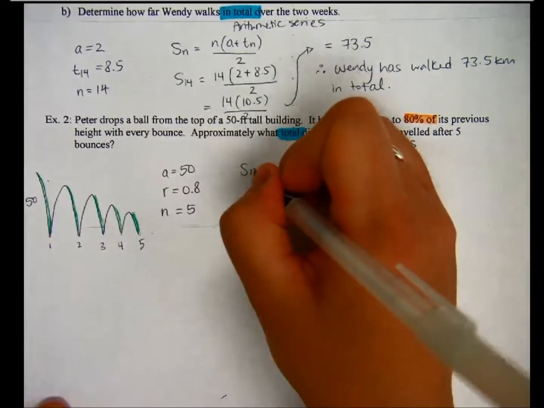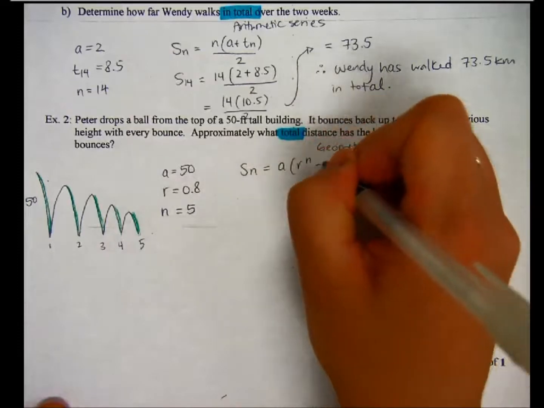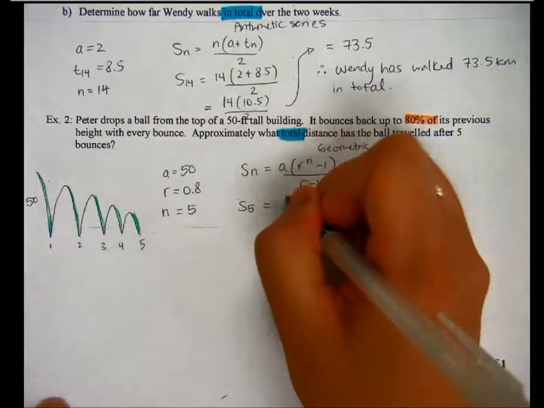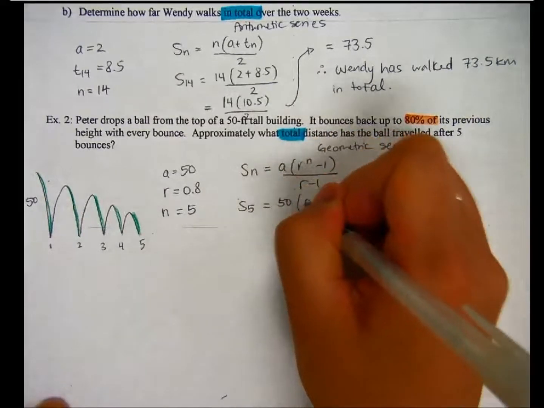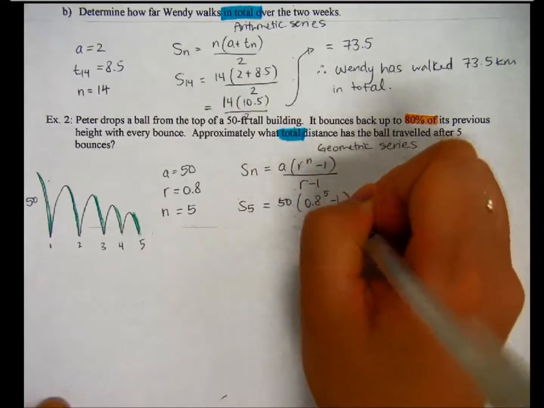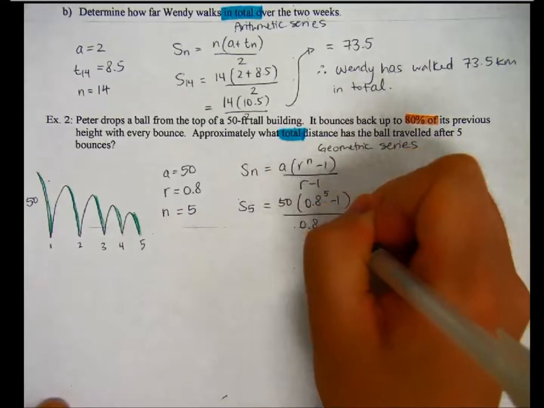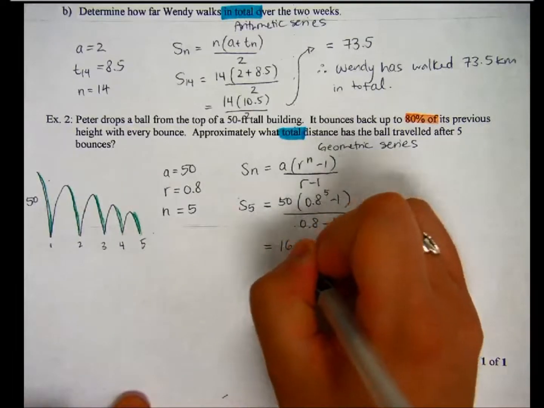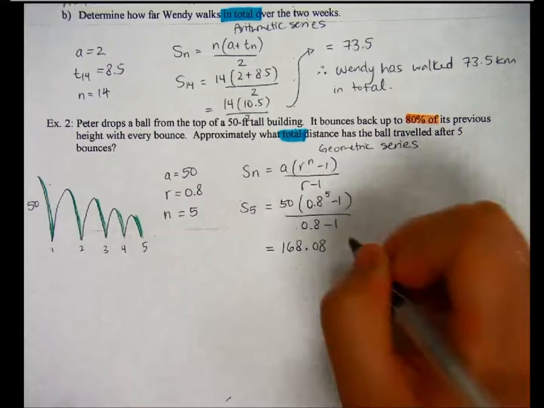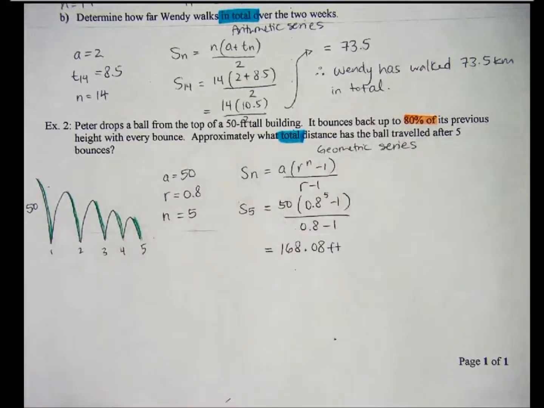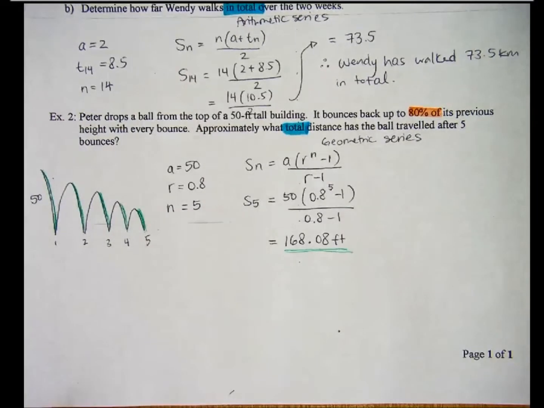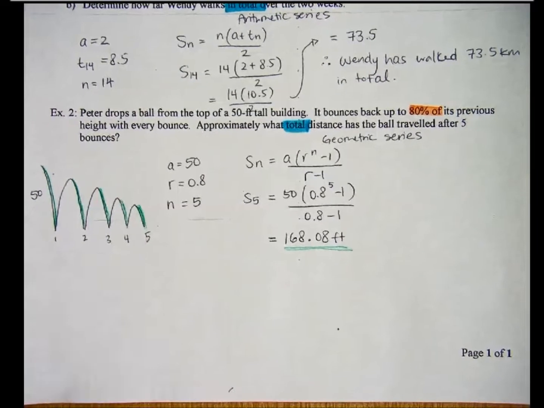The sum of the geometric series formula, A bracket R to the exponent N minus 1 over R minus 1. Let's substitute everything in. 50 bracket 0.8 to the power of 5 minus 1 over 0.8 minus 1. So go ahead and calculate. And I believe you should get 168.08 feet. So this is only for what I've highlighted in green in my diagram here.